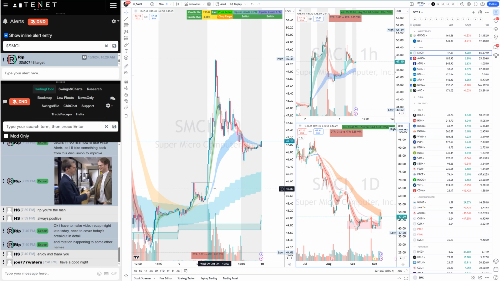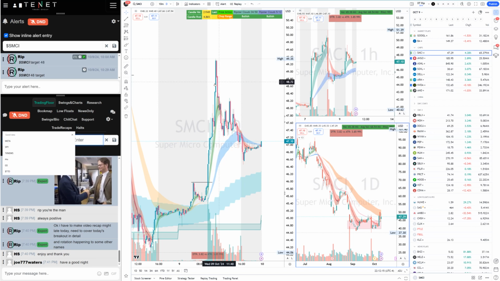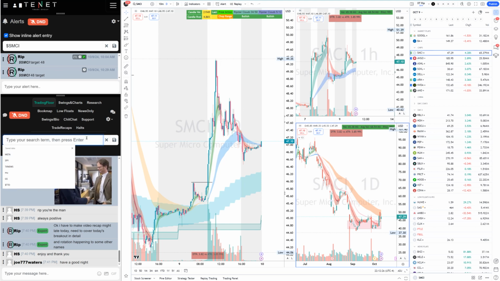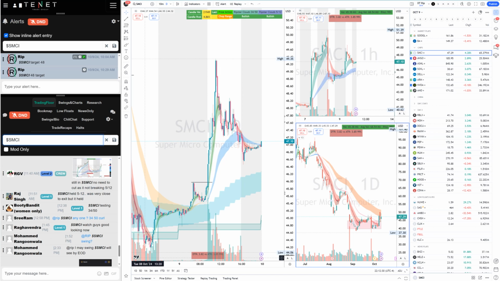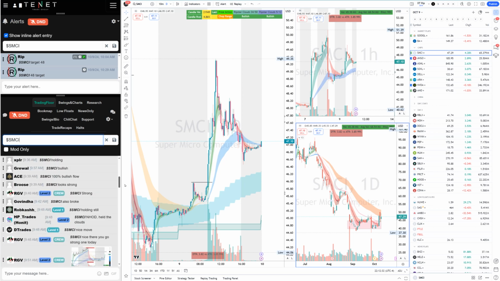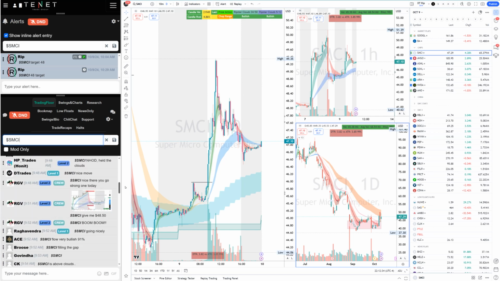And SMCI went on to run from $46 all the way to 49.35. We were targeting 50, but even at 10 a.m. it was giving the 48 target, and then we did hit 48, and we actually almost hit close to over the 50 target. It was great guidance by RGV and the others on the trading floor.